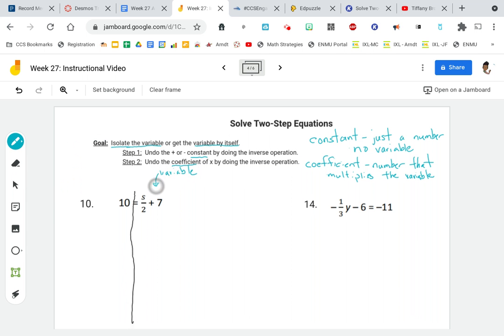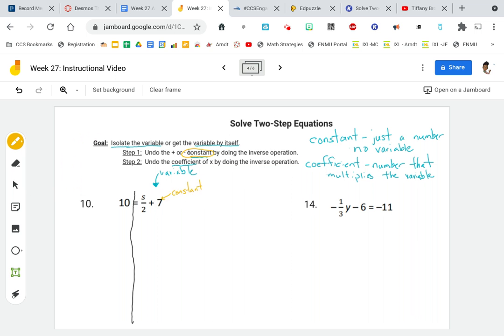So we need to focus our efforts. I'm sorry, it's on the right actually. And we need to focus our efforts on the right-hand side. So the first thing we need to look for is the constant, or the number without a variable. And this is my constant right here. It's just a number, no variable.